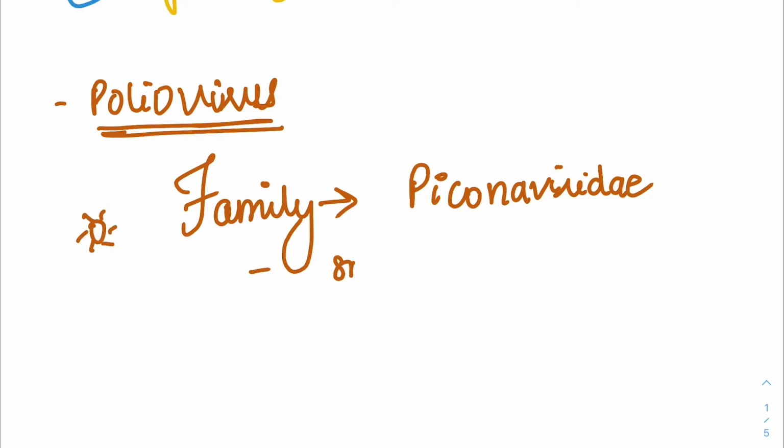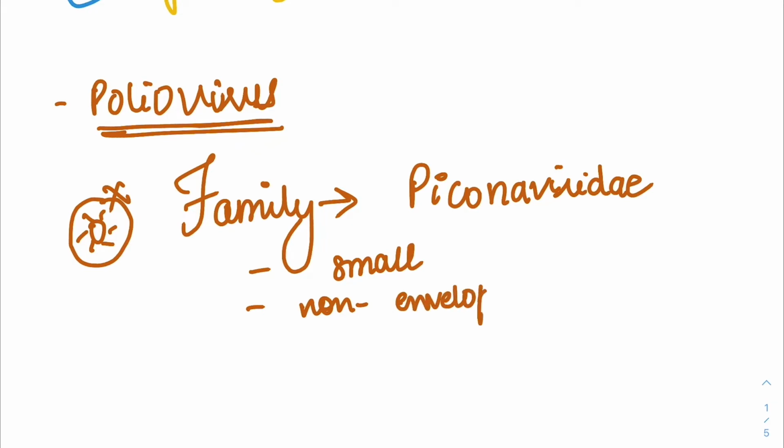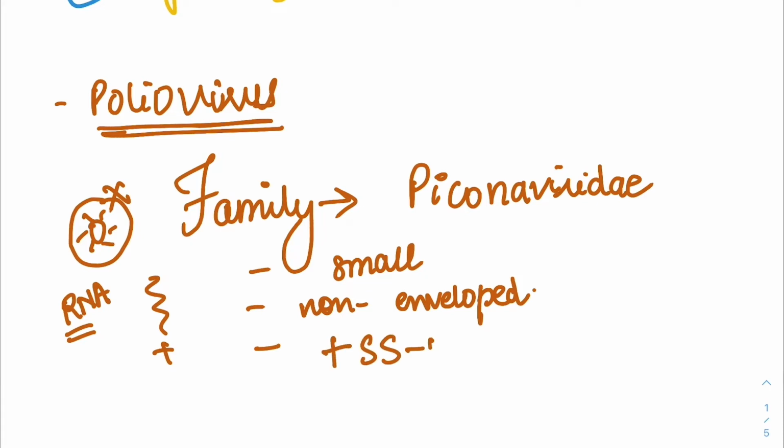First of all, it's a very small virus. It does not have an envelope, so it is a non-enveloped virus, and it contains RNA. What kind of RNA? A single-stranded positive sense RNA. So this was a little bit about the poliovirus.